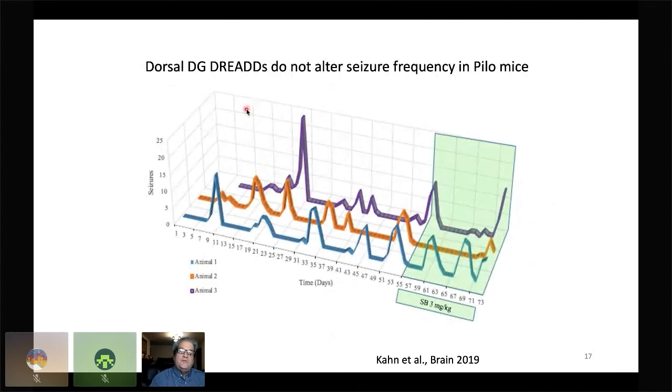Finally, it could be a trivial association where maybe we're just blocking seizures and the animals are able to just function better if their seizures are being blocked. And that's not the case, because here are seizure plots for 3 mice. Here's the seizures per day, and this is over 3 months. You can see that epileptic mice tend to have seizures in clusters separated by about a week. And these seizures themselves were not affected by activation of an inhibitory DREADD.